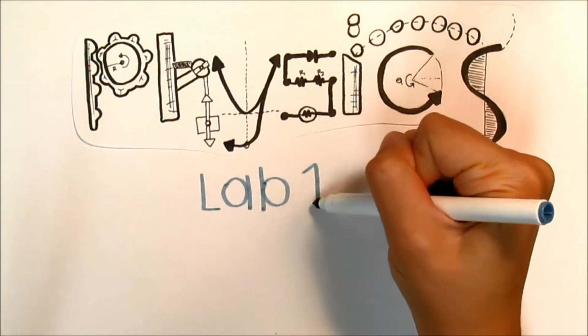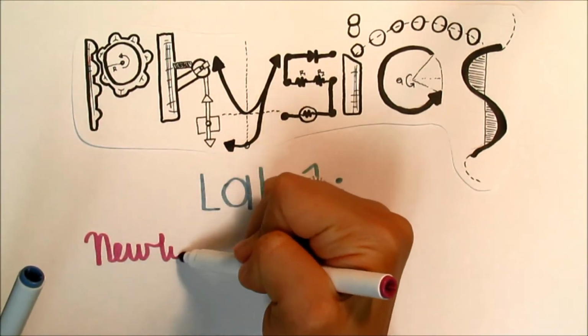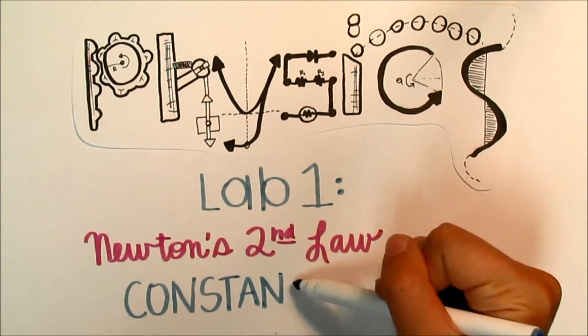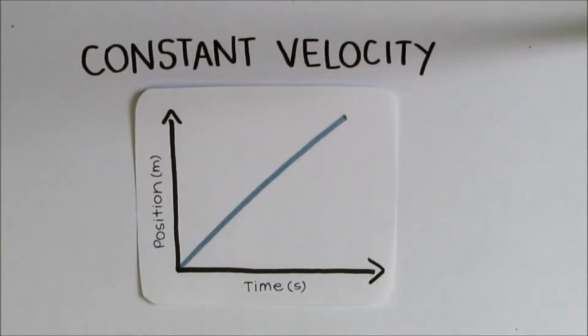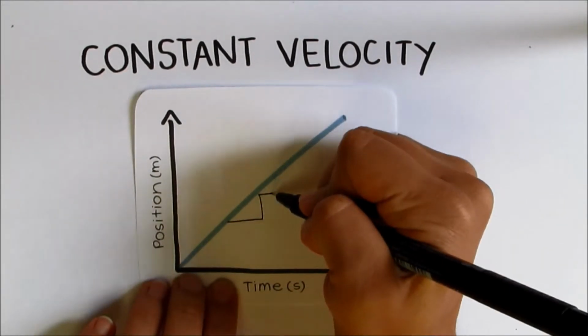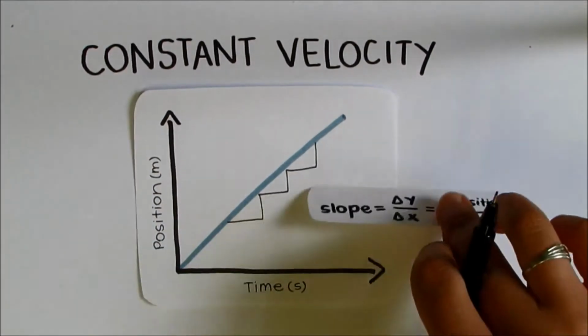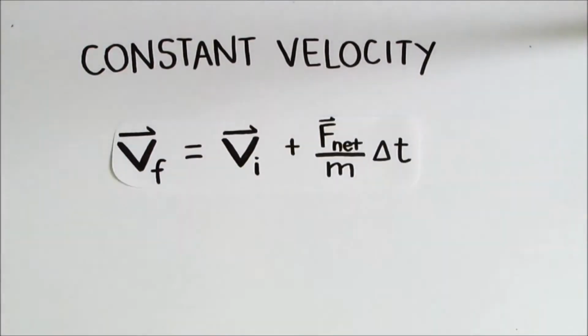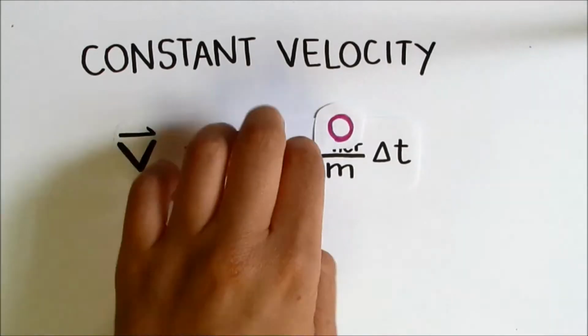In this lab, we will be discussing an application of Newton's second law, when the net force of an object is zero, or in other words, when there is constant velocity. An object moving at constant velocity has a consistent position versus time ratio. This means that the slope of the position versus time graph is constant. In order for velocity to be constant, the net force must be zero.